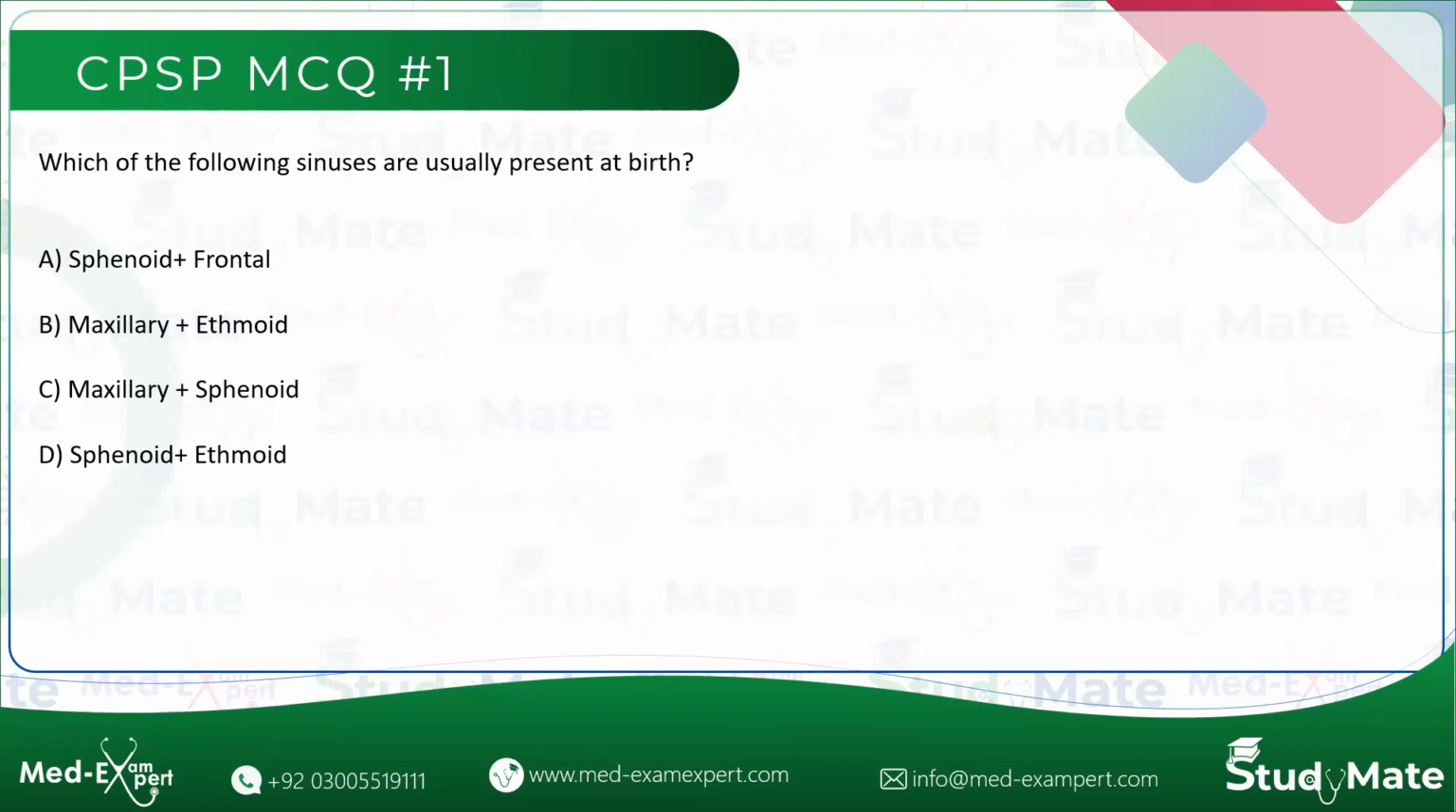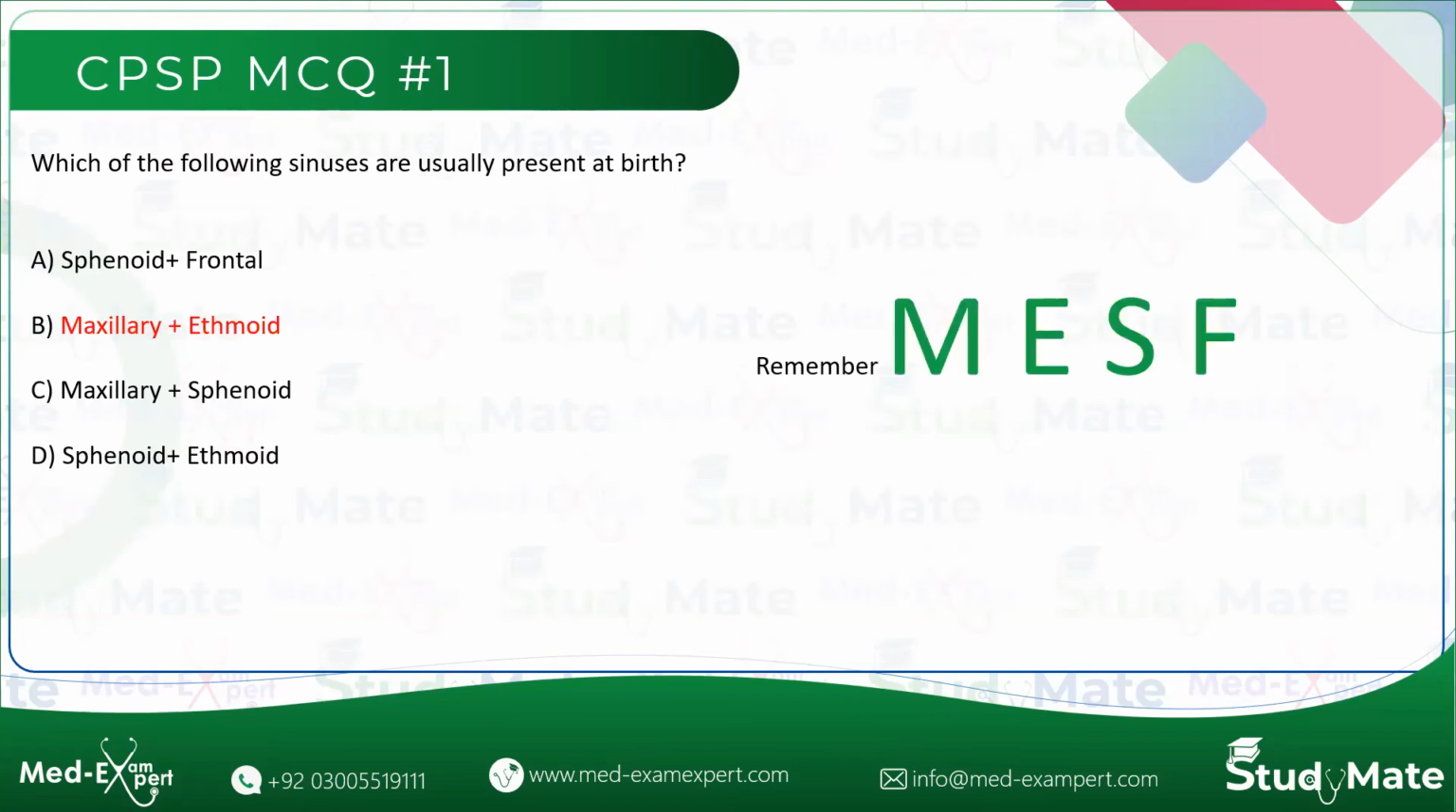Okay, so the first MCQ again: which of the following sinuses are usually present at birth? I hope you will have more correct answers. All those who think it is A, sphenoid and frontal, B, maxillary and ethmoid, C, maxillary and sphenoid, D, sphenoid and ethmoid, please comment in the chat box. Okay, I can see many correct answers in the chat box of Zoom. The correct answer is B, maxillary and ethmoid sinus.